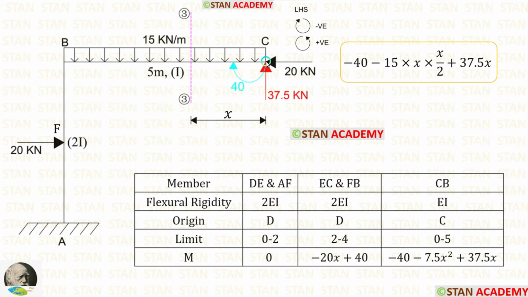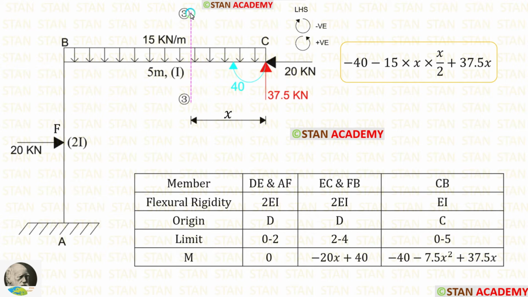Now let us take the portion CB. Here the moment of inertia is I, so the flexural rigidity is EI. The origin is at the point C. The limit is 0 to 5.